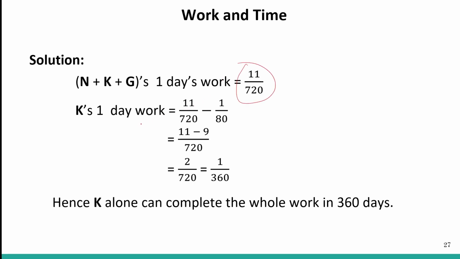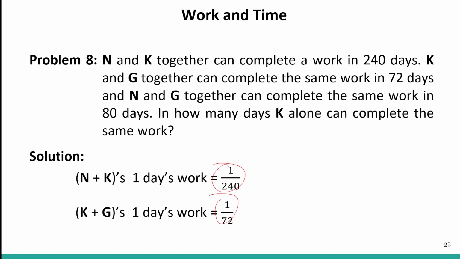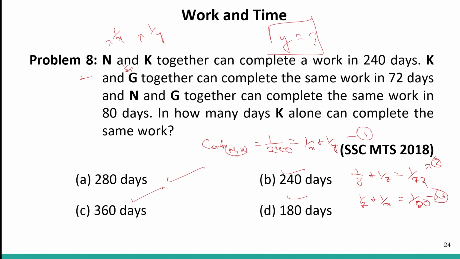So N plus K plus G's 1 day work, or work rate, is equal to 11 by 720. So K's 1 day work will be 11 by 720 minus 1 by 80. That is equal to 2 by 720, which is 1 by 30. So 1 by 30 means it will take 360 days for K alone to complete the whole work. So the answer will be 360. 240, 280 and 180 are all wrong. So it will take 360 days for K to complete the work alone.